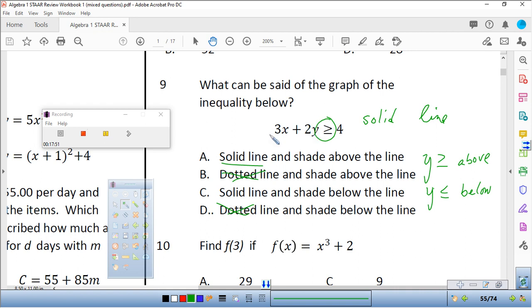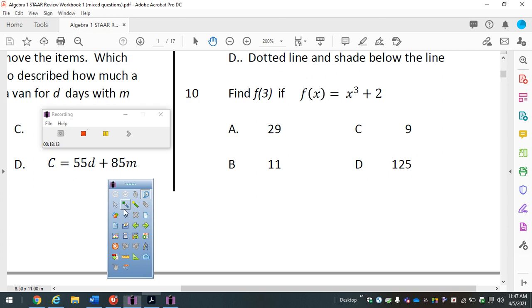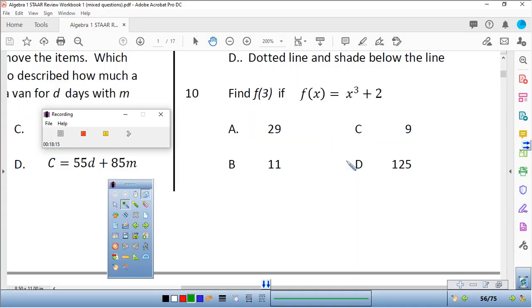Really easy moves. Minus 3x, right? I don't even care what happens with my x, at least it's gone. Then I would divide by 2, and that would leave me my y. This is what happens: shaded above. Cool? This is like a joke. This is like way easy.